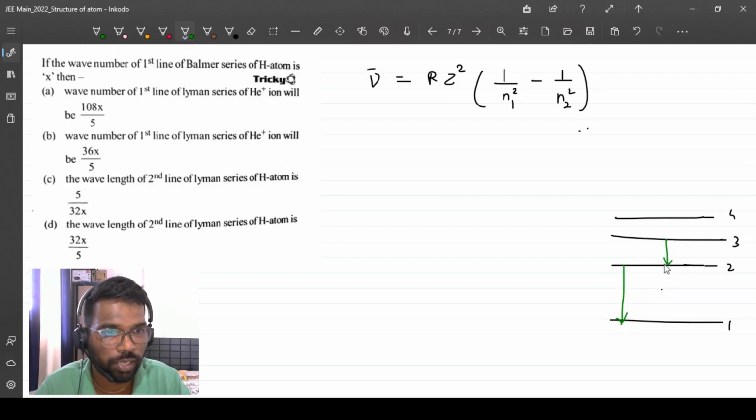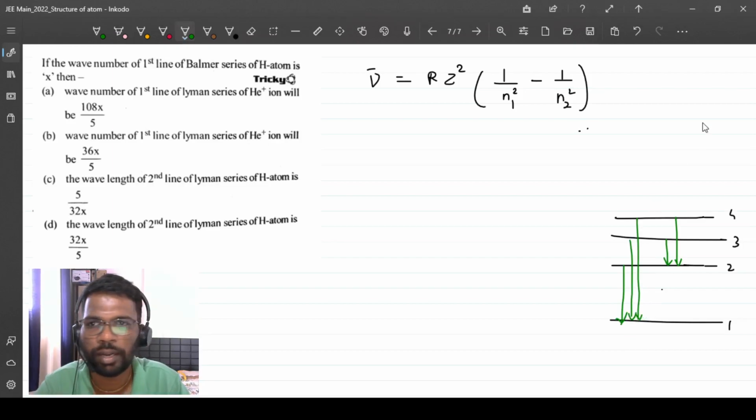This is the first line of the Balmer series. Second line of the Balmer series is this. First line of the Lyman series is this. Second line of the Lyman series is this. Third line of the Lyman series is this. Right? So this is the first line of the Balmer series.